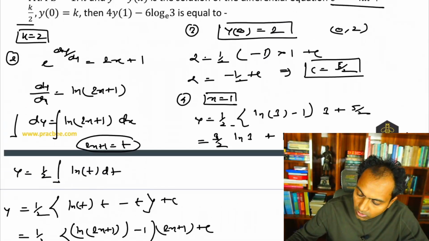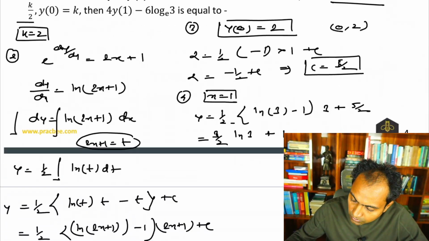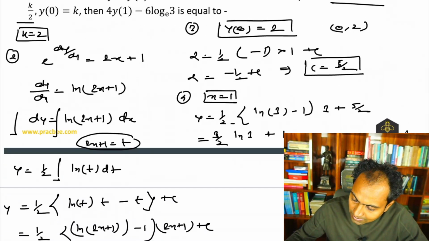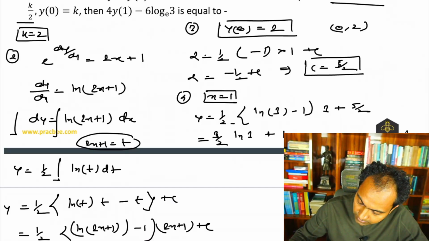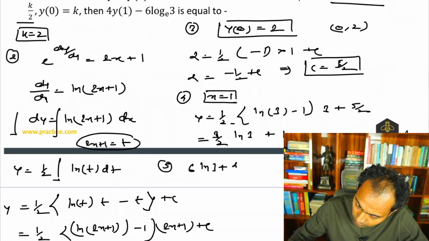Now once we have got this value, the next part says 4y1 minus 6 ln 3. So if I put here 4 times this, in the fifth part 4y1, so 4 into this will become 6 ln 3 plus 4 minus 6 ln 3. This will get cancelled out. Answer comes out to be 4.